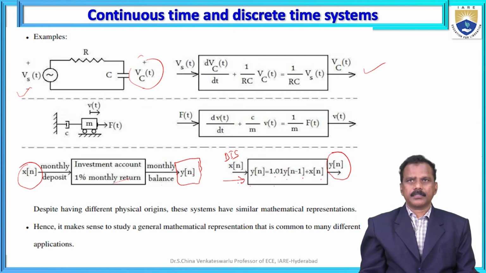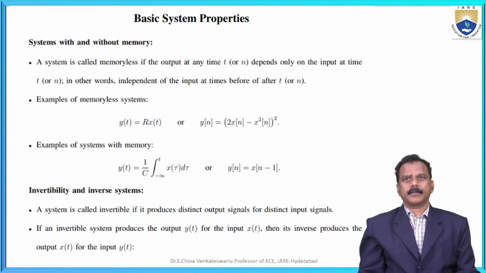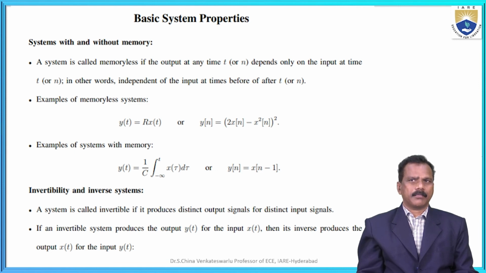But here the continuous time and discrete time systems involve different physical origins. The systems having similar mathematical representation is required for deciding the factor. So, basic system properties: we know about systems with and without memory. The system is called memoryless if the output at any time t or n depends only on the input at time t or n, in other words independent of the input at times before or after t or n. So you can decide whether it is a memoryless system or a memory system.